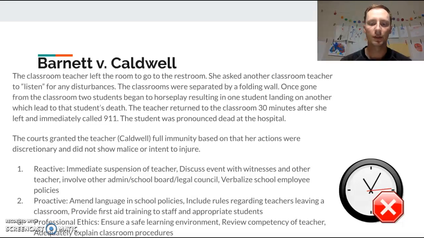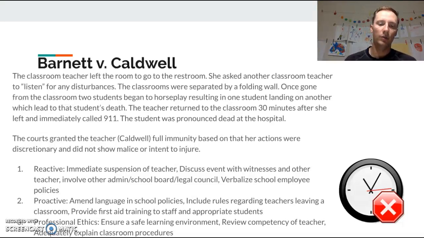And then we would discuss the event with the witnesses and the other teacher involved who was asked to watch the class. And then I would definitely involve the other administration, the school board, and legal counsel in on the situation, let them know what's going on. And then I would definitely verbalize to all school employees our policies regarding supervision and what is expected of them.